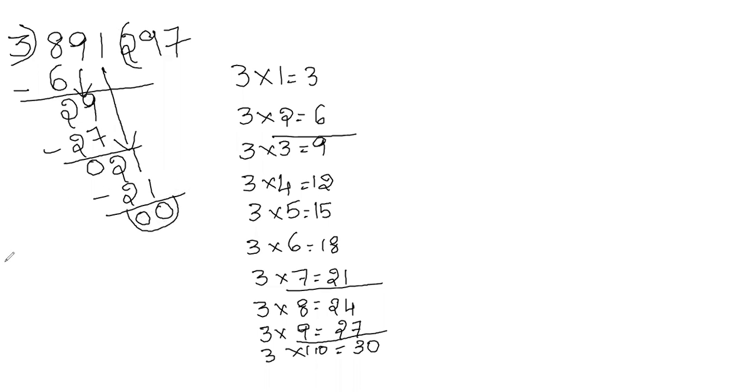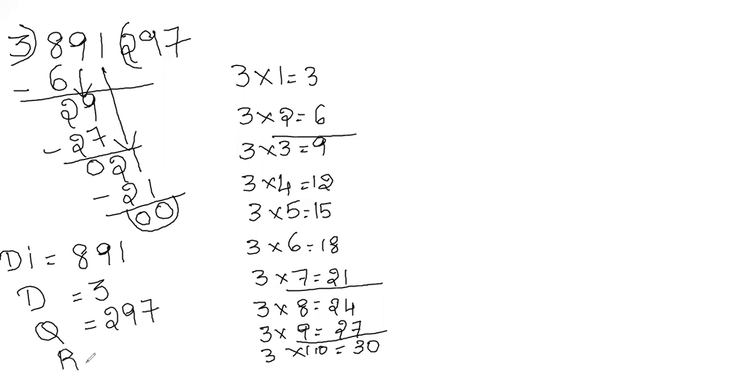That is the reason my division is completed. Now we'll write: dividend is equal to 891, divisor is equal to 3, quotient is equal to 297, remainder is equal to 0.